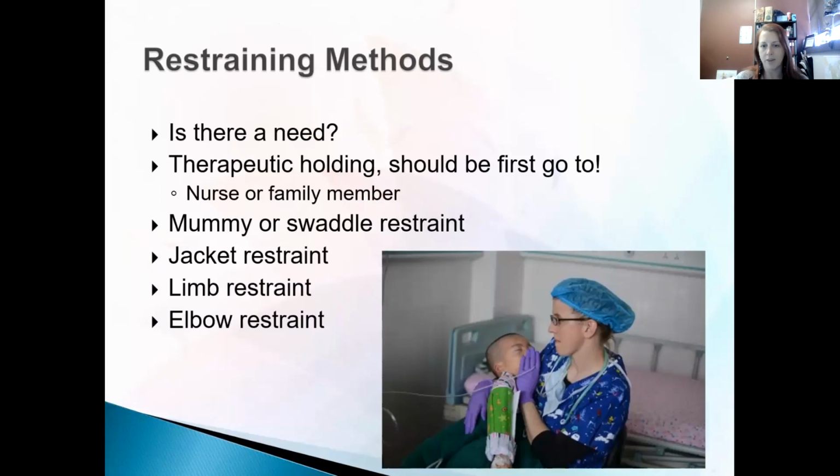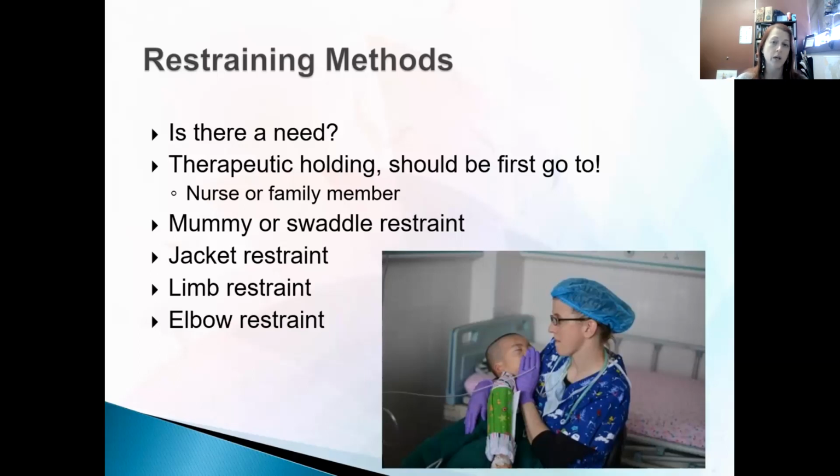All right, restraining methods for kids. First thing to ask yourself is, is there a need? Do we have to hold this kiddo down? Sometimes there's not. Sometimes we can do it a different way. A therapeutic hold should be something that you consider first if you can. And I've got a picture of that in the next slide, of thinking about what that therapeutic hold is.